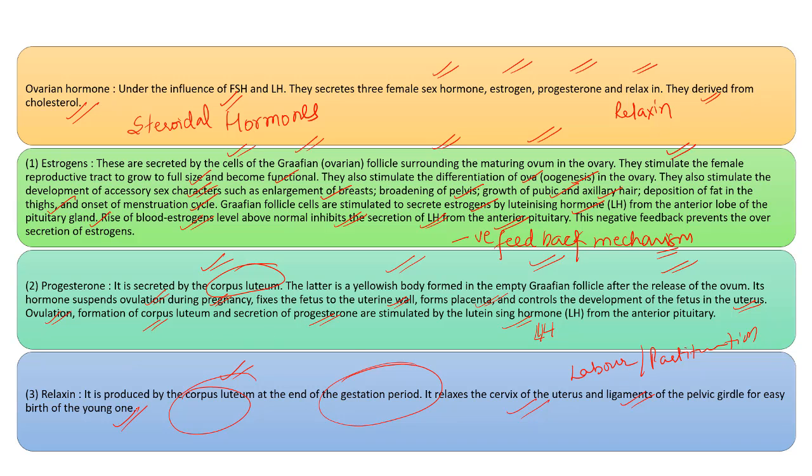So estrogen, progesterone, and relaxin, these are the three ovarian hormones which are released under the influence of follicle stimulating hormone and luteinizing hormone from the anterior lobe of the pituitary.